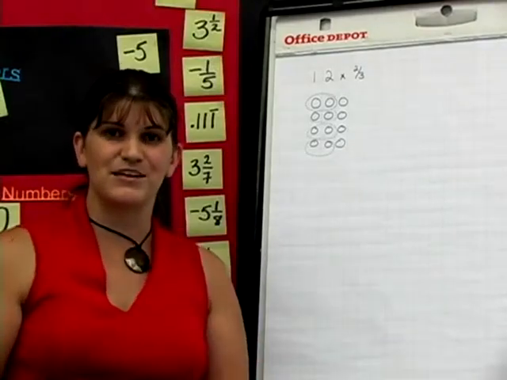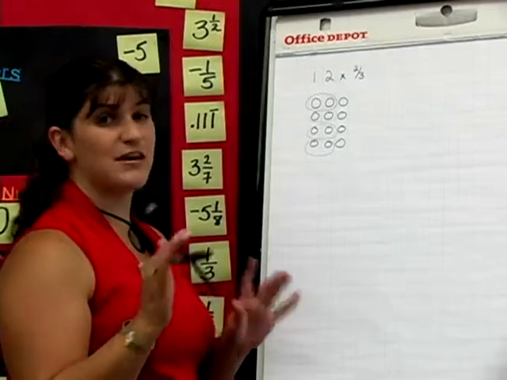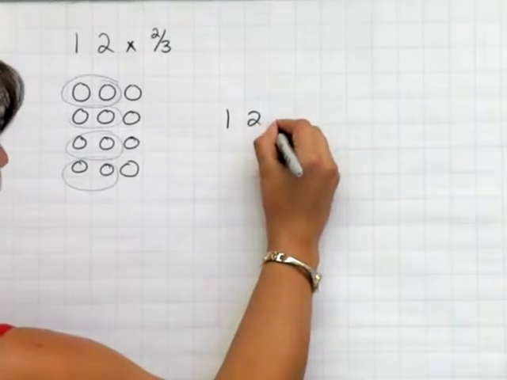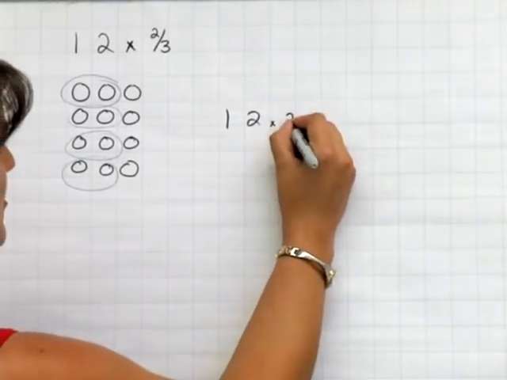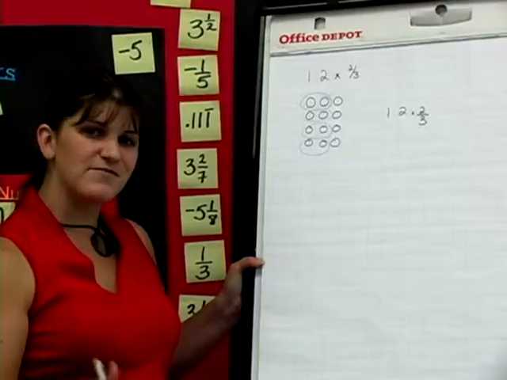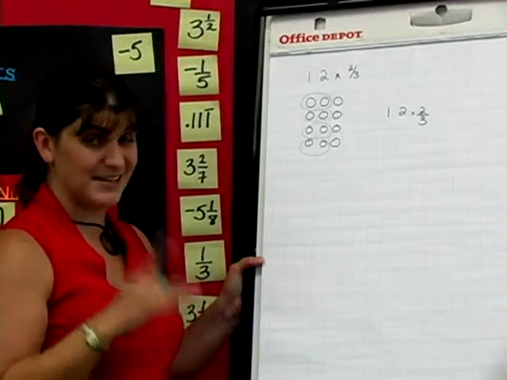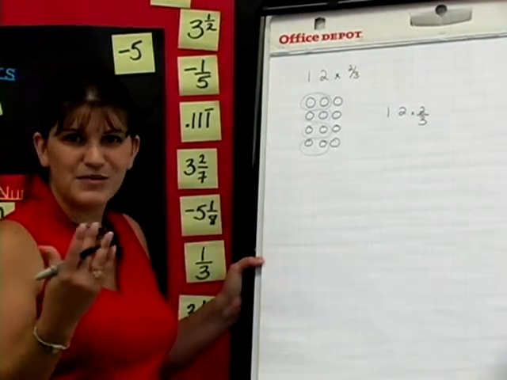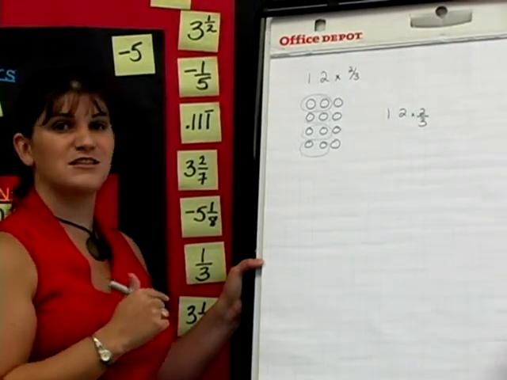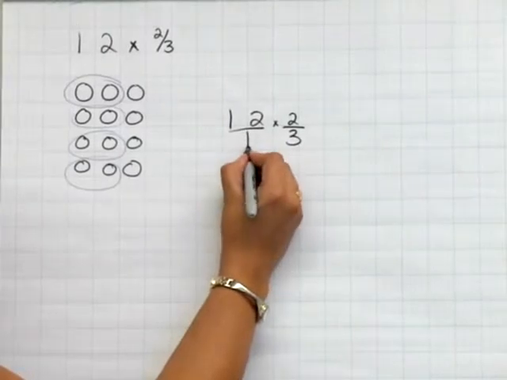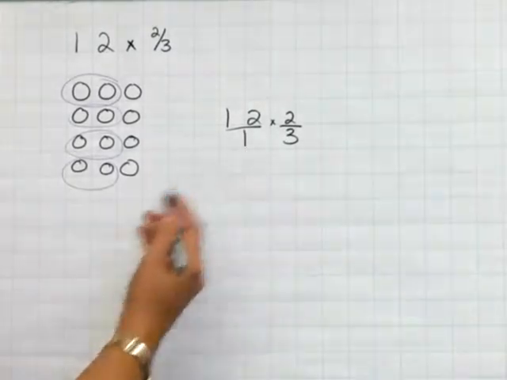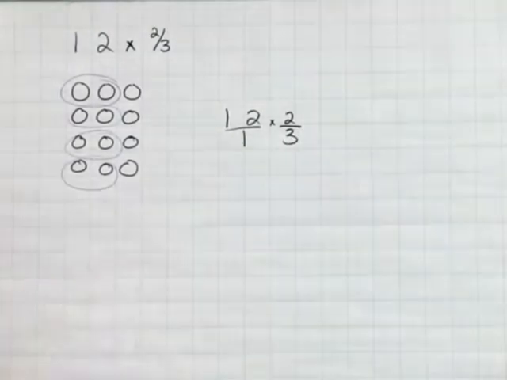Now I want to show you the actual mathematical operation, the algorithm, it's called. Well, we're going to rewrite this 12 times 2/3. Now, I need 12 to look a little more like a fraction. It is a fraction, it's a whole number, right? The way we make this look more like a fraction with both the numerator and the denominator is simply by putting it over 1. So we're adding a denominator of 1. 12 over 1 is 12. So 12 over 1 times 2/3.